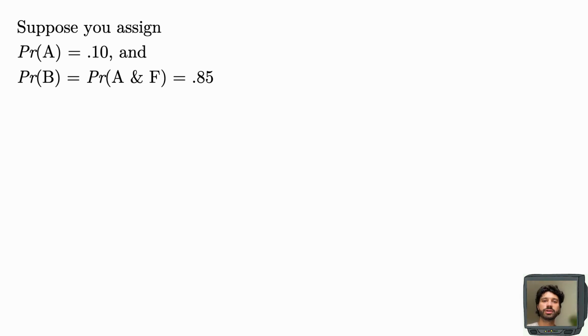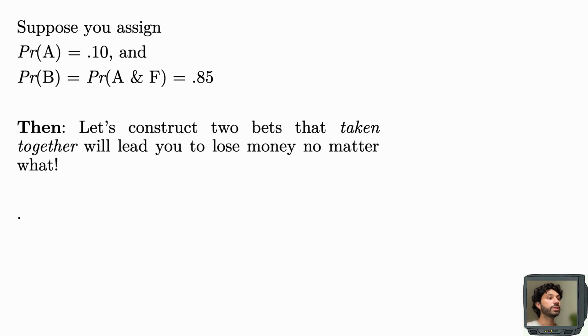Okay, let's start and construct this bet. So we still have the same probabilities of 0.10 for A and 0.85 for B. Then let's construct two bets that if you take them together, will lead you to lose money no matter what. Given your probabilities here, you'll take the bets because you think that they're fair. But if you take both bets together, you're going to lose money no matter what. It's going to be a sure loss.